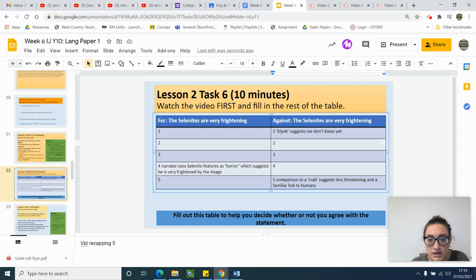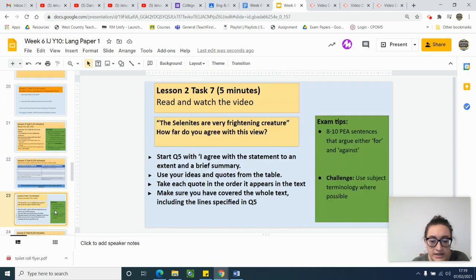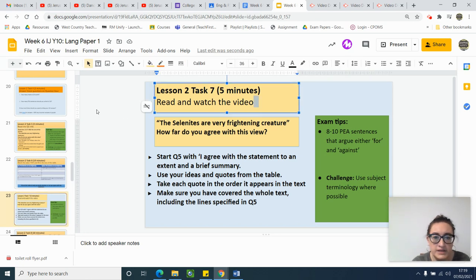So the ideas I put in for you already are: black suggests we don't know yet if they're frightening. The narrator sees Selenite features as a horror, which suggests he is frightened by the image. Comparison to a crab suggests less threatening and a familiar link to humans. And then again, use slide 23. I'm not going to do a video for this one because you did this one last week. So I want you to try to remember how to do this, really challenge yourself.